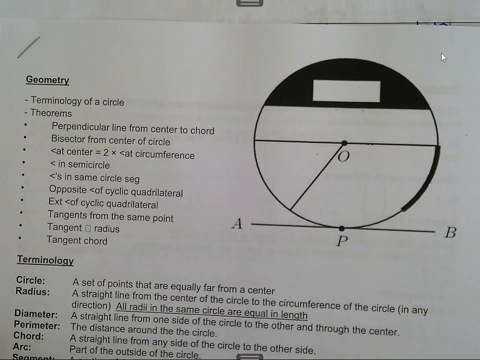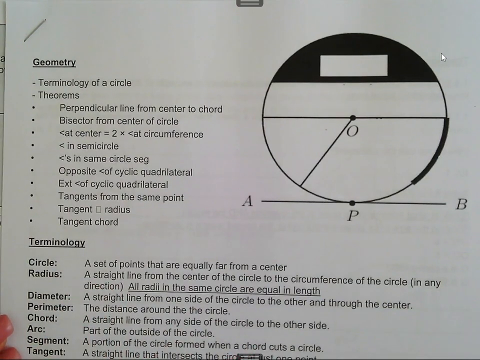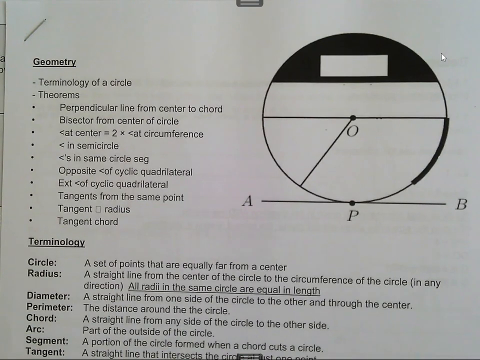So you all know what a circle is, their terminology, you all know what a radius is. Then I underlined something there for you. All radii in the same circle are equal in length. Okay, that's very important. I think you know that as well, but just to take note of it again. A diameter is a straight line from one side of the circle to the other and through the center. It must go through the center for you to have a diameter. The perimeter is also called the circumference. We actually refer to it as circumference, and that is the outside of the circle, the distance around it, the circumference.